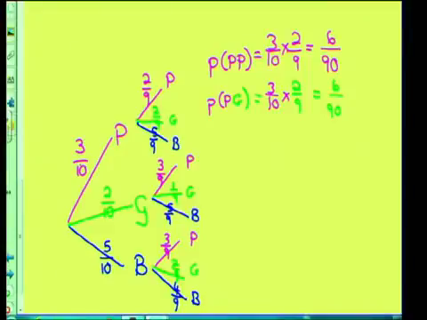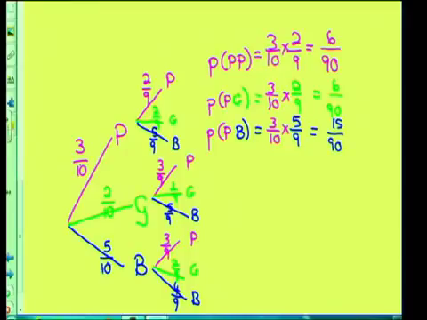Right, the next one is the probability of a pink and then a blue. Now, the pink, as I said to you, was 3 10ths, and the blue was 5 9ths. So that is equal to 15 90ths.